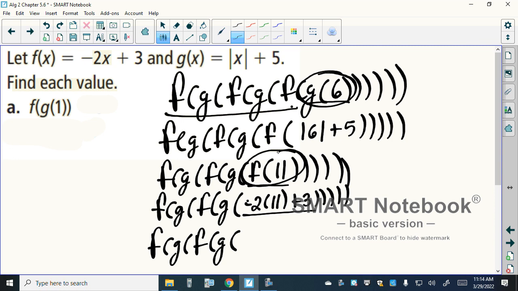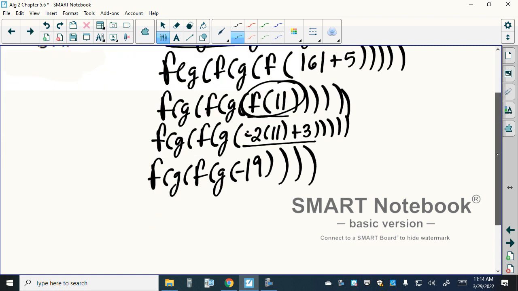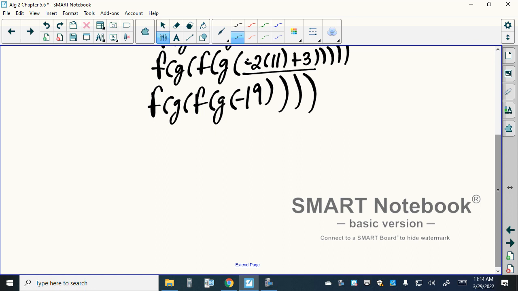Because then it would be 2 times negative 11 is negative 22, plus 3 is our negative 19. And then we're going back to g of x and plugging negative 19 in. And what we get out of that, we'll plug into the f of x. What we get out of that, we'll plug back into g of x. We'll come back to it, but this here isn't any different than what we just did. We're just going back and forth, putting it into each one.